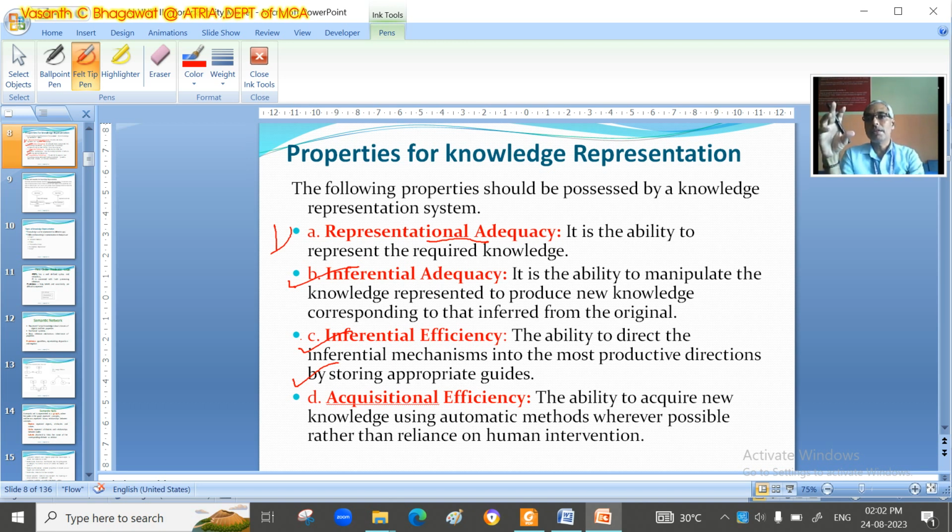So you have some set of certain knowledge. From that knowledge, can you infer something? Can you deduce something? Can you make a conclusion on some new facts or new knowledge? That's what inferential adequacy talks about. So your system should be in that particular form.